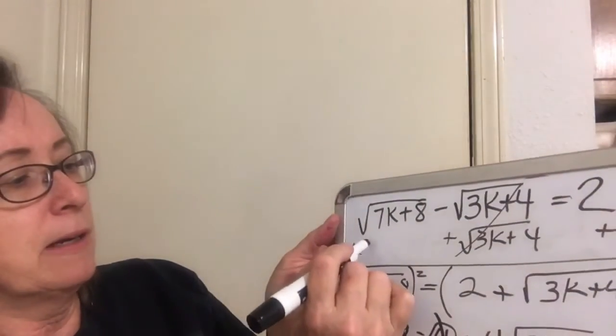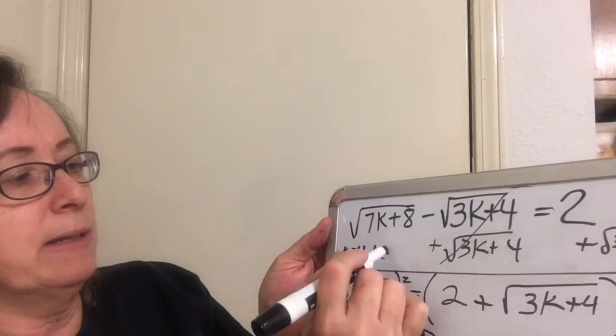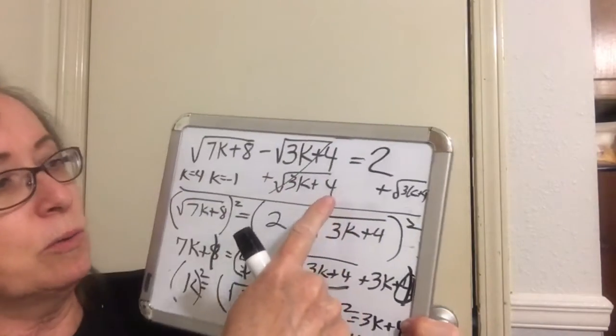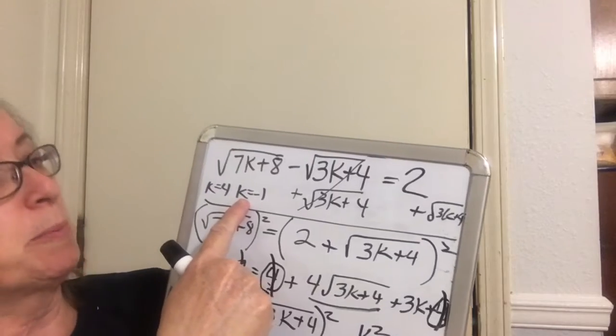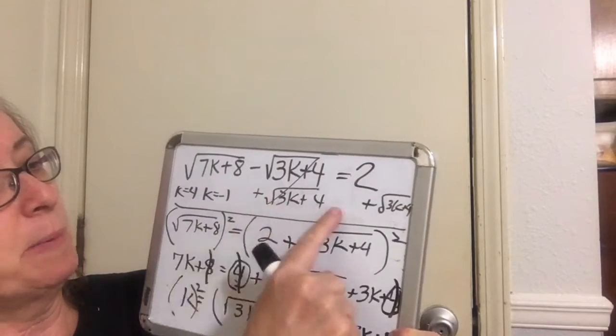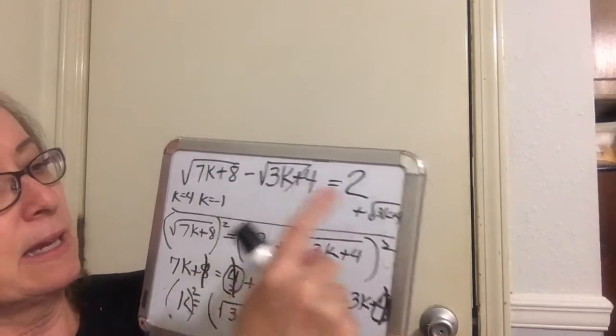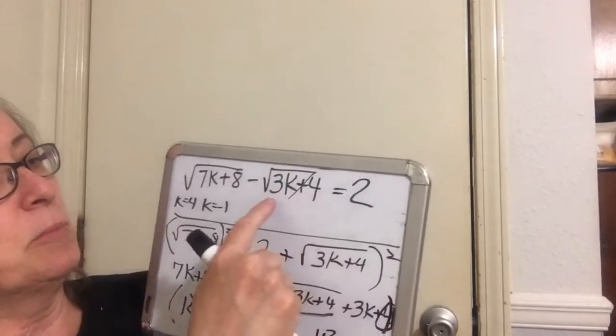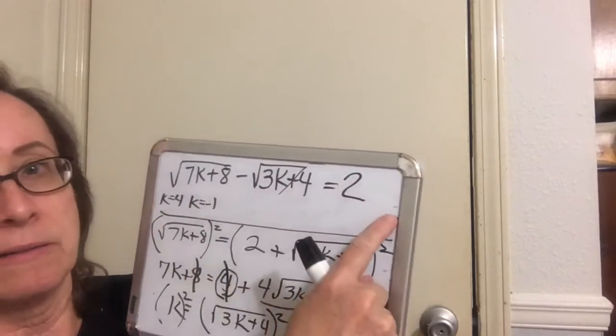k is 4 and k is -1. And we're going to go back up here to my two proposed solutions that I wrote down. I'm going to erase this, and I'm going to get back to my original equation right there.